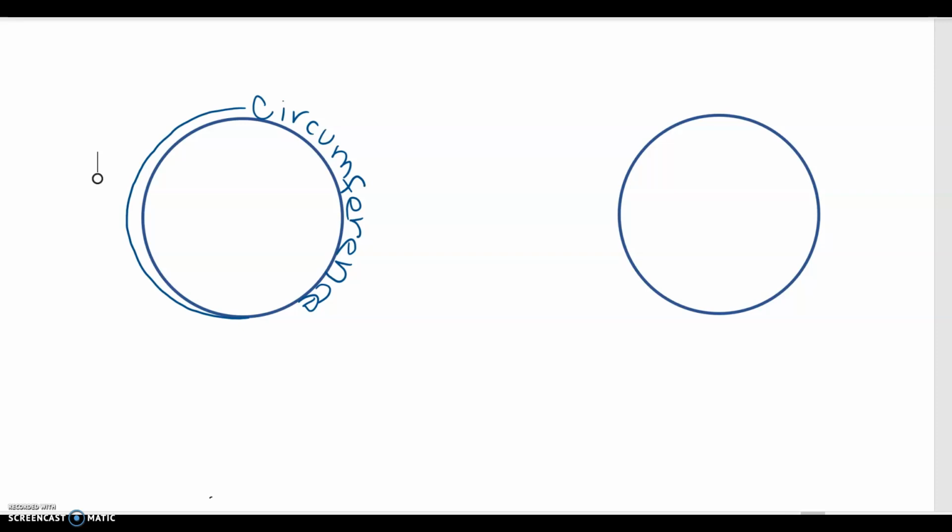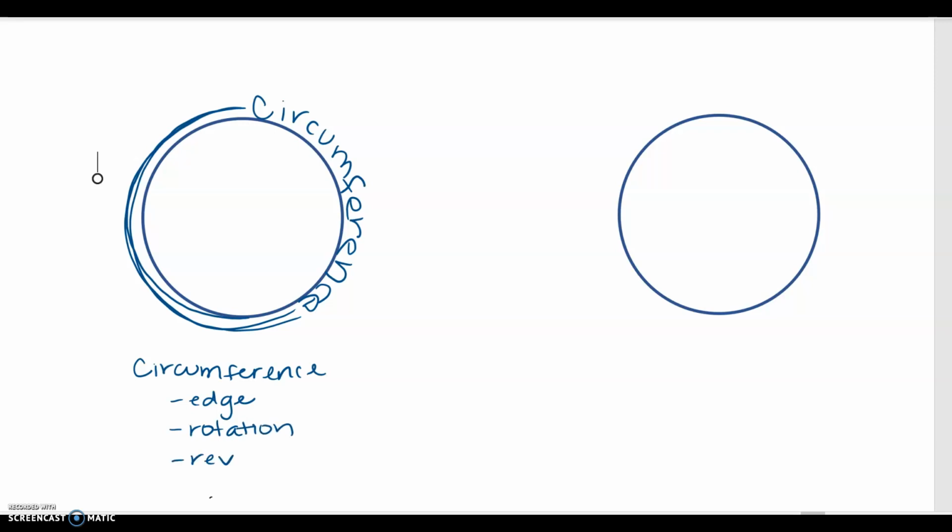Okay, so circumference, and you can be writing these notes on the back of your circles assignment for today. Circumference is the outside of the circle. Some other words that can be used to describe circumference are the edge of a circle, a rotation, a revolution, or the outside. These are other words that tell you that it's the circumference.